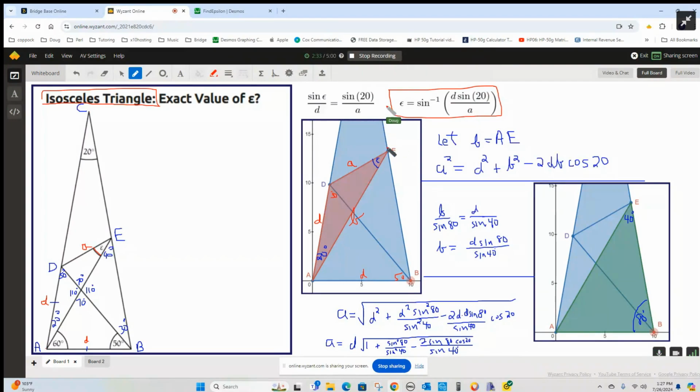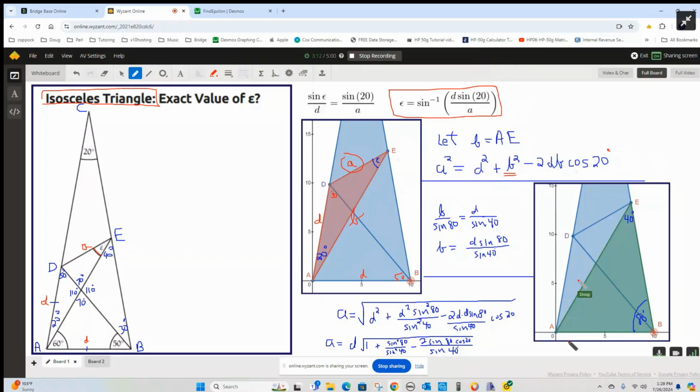Now we're going to let B equal the length of AE. And what I'm trying to do is come up with an expression for A in terms of D. So using the law of cosines, D and B are the legs that don't include side A. So A squared equals D squared plus B squared minus 2dB cosine of the included angle 20 degrees. Now, if I could find an expression for the length of B in terms of D, I could get rid of the A in this expression right here.